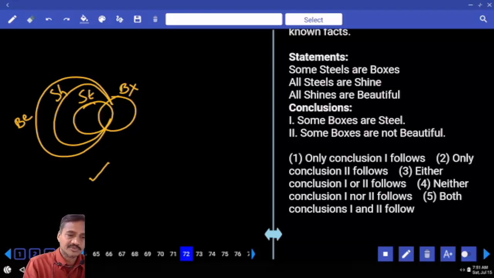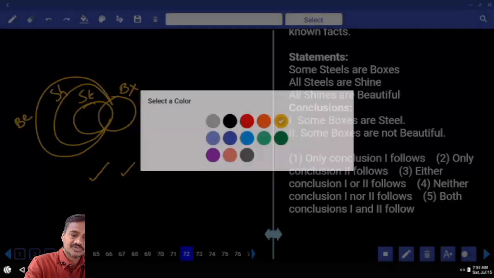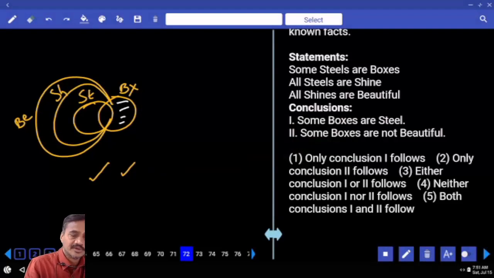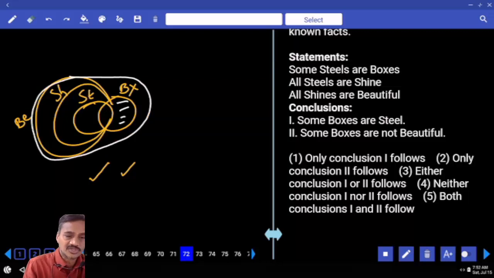And some boxes are not beautiful. As of now, that is true. Isn't it? Because these are the boxes which are not beautiful. Now to make this one false, what should happen here? Tell me whether I can write beautiful like this or not. Hence all the boxes are beautiful, and this is false. So what is your answer? Only one, that is choice 1, question number 72.